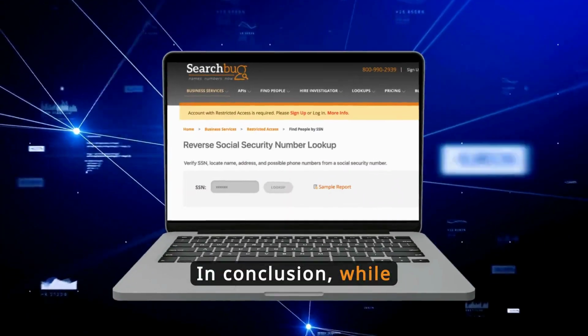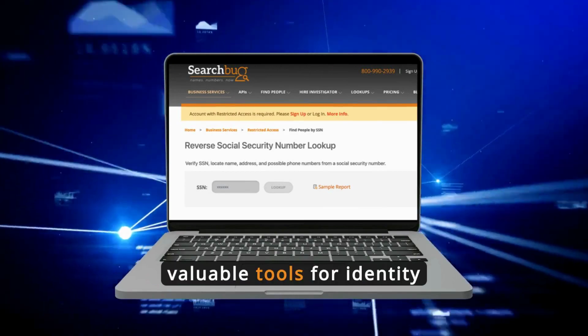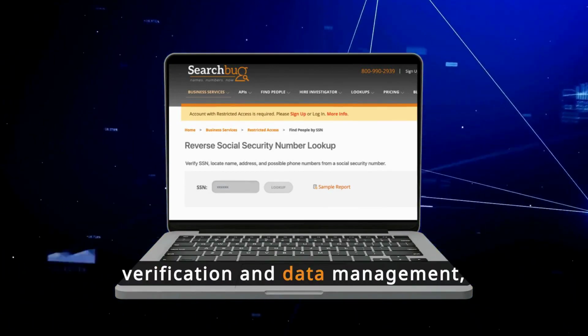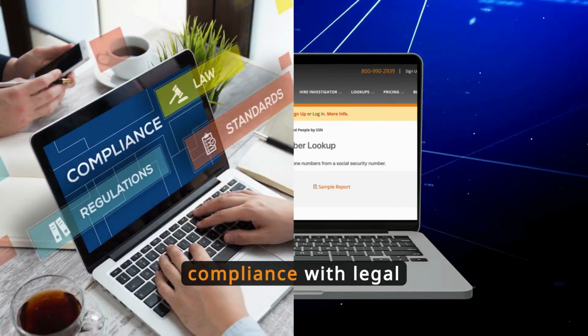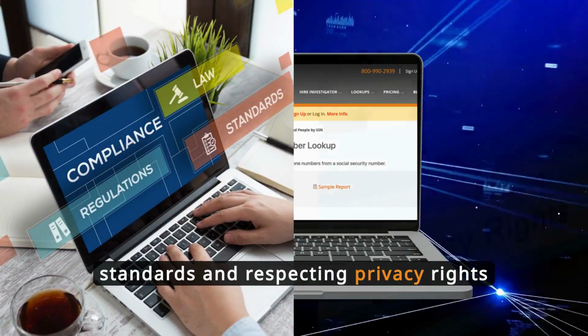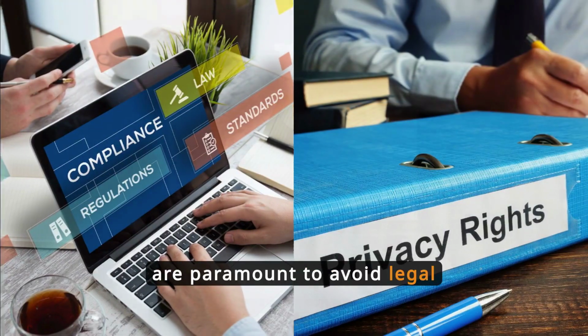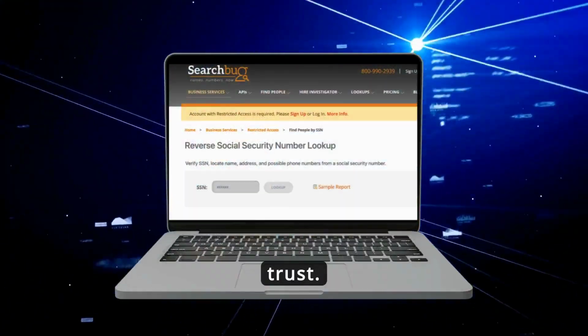In conclusion, while SSN lookup services are valuable tools for identity verification and data management, they must be used with caution. Ensuring compliance with legal standards and respecting privacy rights are paramount to avoid legal repercussions and maintain trust.